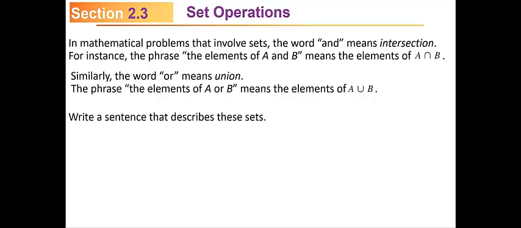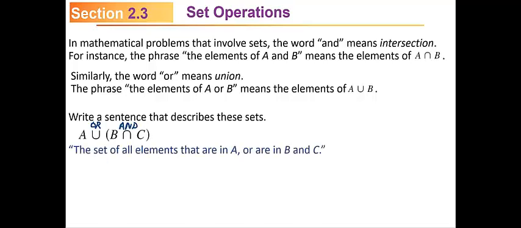For example, write a sentence that describes these sets. Notice the parentheses. You have to work with order of operations. The parentheses says to do the intersection first. So you're going to intersect B and C at some point. The union symbol means or. The intersection symbol means and. So we would read this: the set of all elements that are in A or are in B and C.